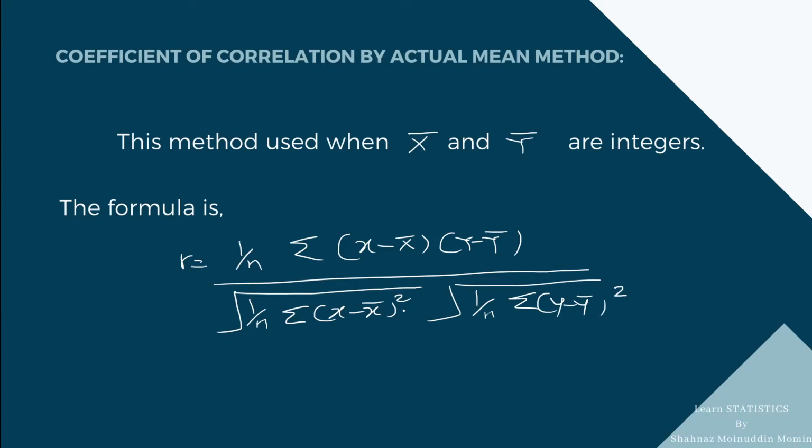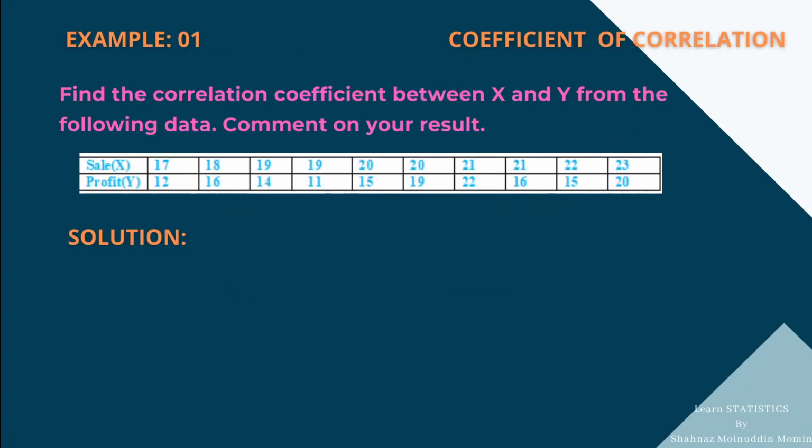Now to understand the concept more clearly, we shall take an example. Find the correlation coefficient between x and y from the following data and comment on your result. Here we are given the sales and profits of observations. We have 10 pairs of sales x and profit denoted by y.